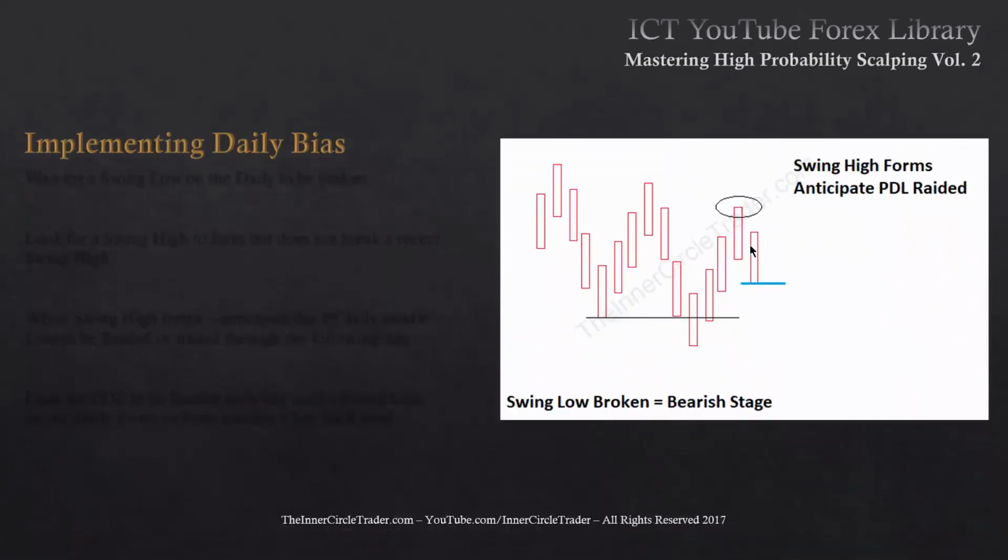Okay, implementing the daily bias. This is when it's bearish. You're going to be waiting again on the daily chart for a swing low on the daily to be broken. So we have a swing low here. Okay, again, a daily candle that has a higher low to the left of it and a higher low to the right of it. Eventually, as price trades through this, a break in market structure sets the stage for a bearish market condition. Okay, so we're kind of alerted to waiting for a sell scenario.